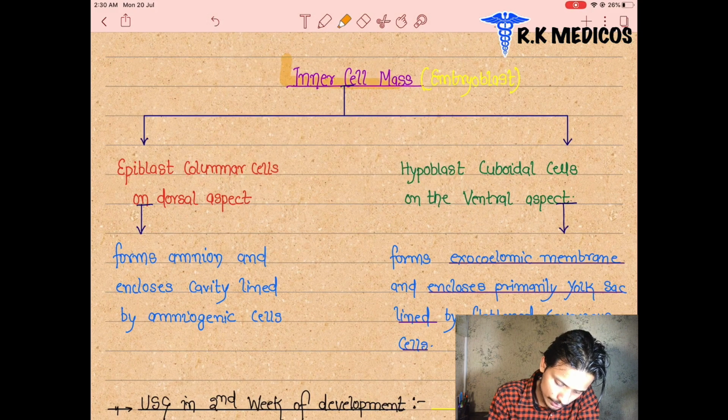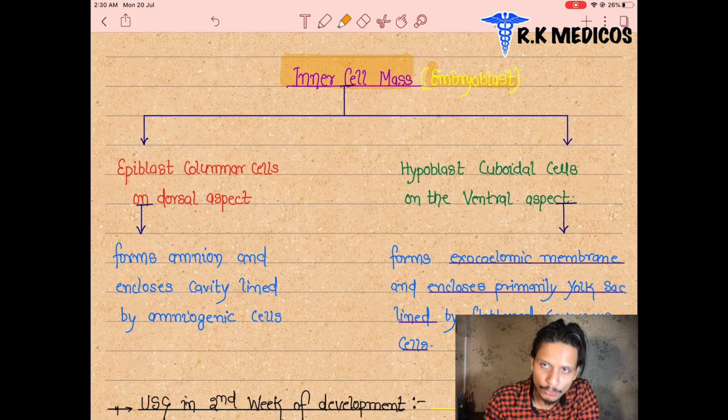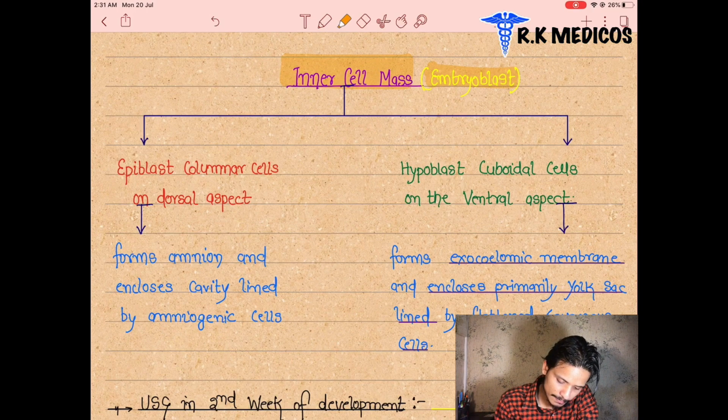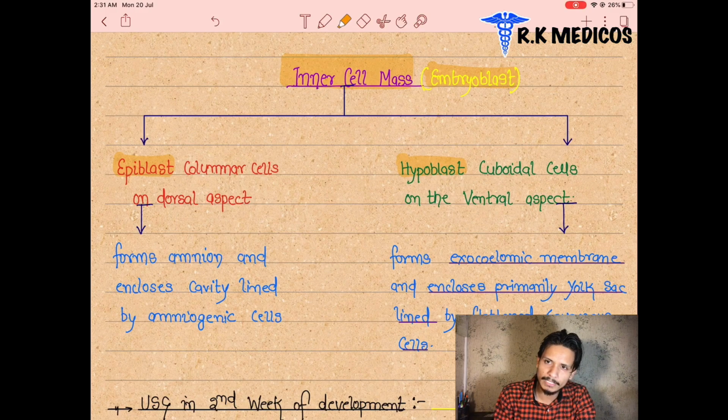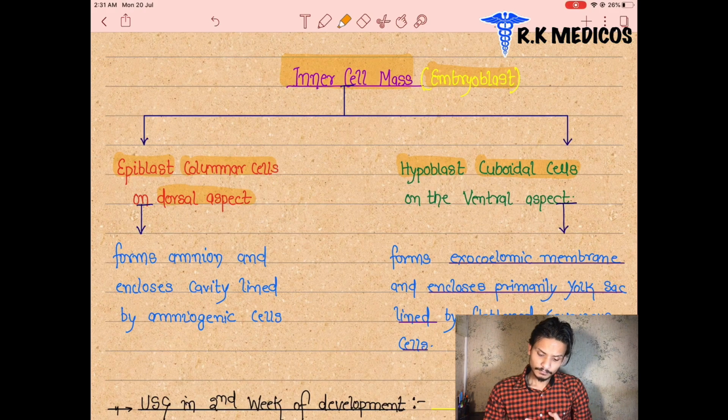We are going to study that the inner cell mass is called the embryoblast. The embryoblast, or the inner cell mass, forms the epiblast and hypoblast. These two layers are formed by the inner cells. The epiblast cells are columnar and the hypoblast cells are cuboidal. Next we can see that the epiblast is present dorsally, and the hypoblast is present ventrally.